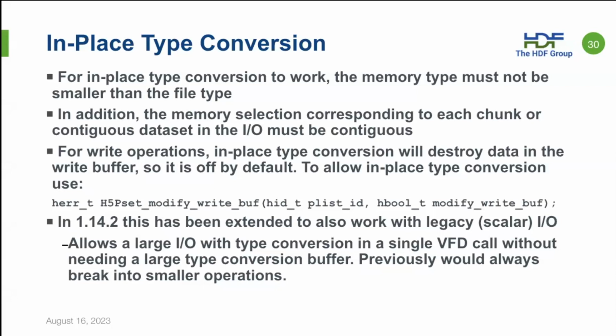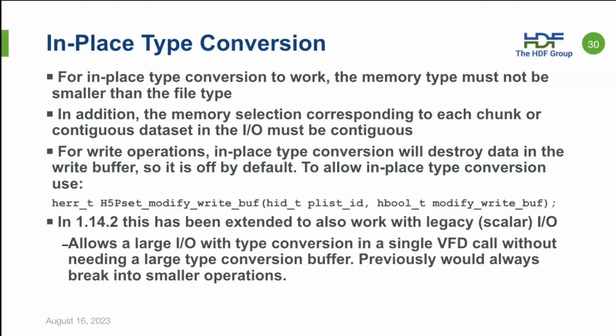And if you're trying to write and you want to use in-place type conversion, you need to be aware that it's going to wipe out anything in your write buffer. So the contents after you make the write call are undefined. So you can't use it if you want to reuse that buffer. And it's off by default because obviously we pass a const-qualified buffer, and if we do in-place conversion, we're violating that const qualification.